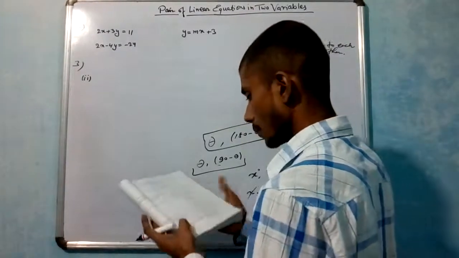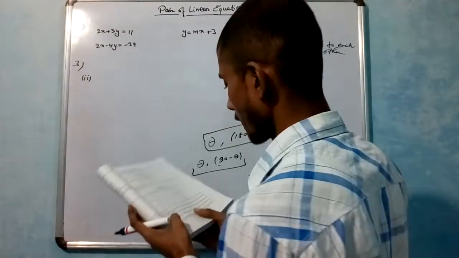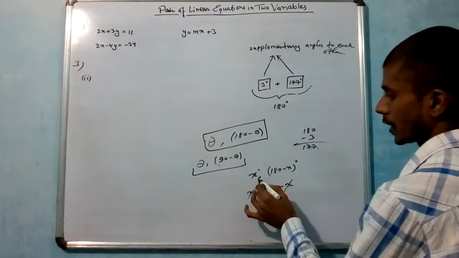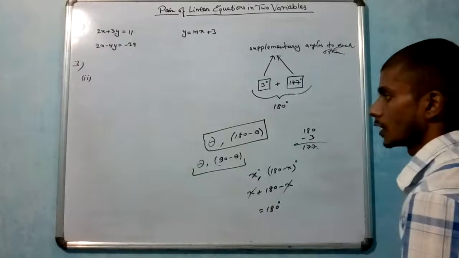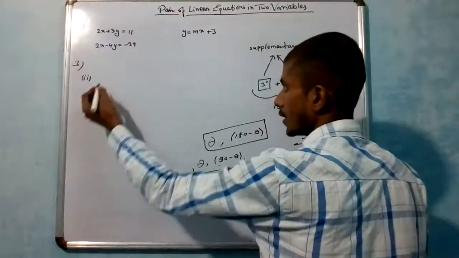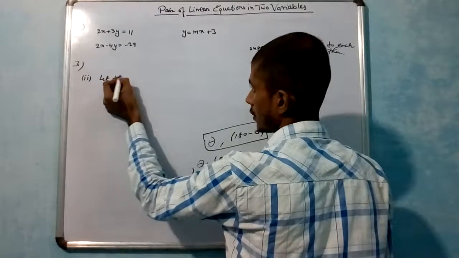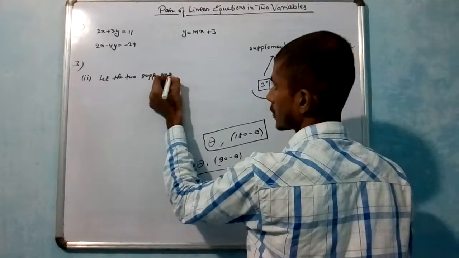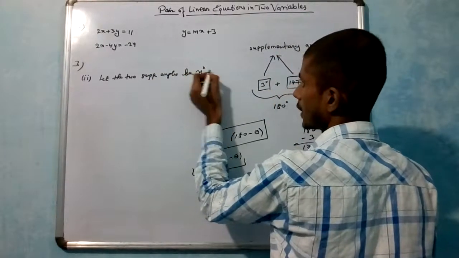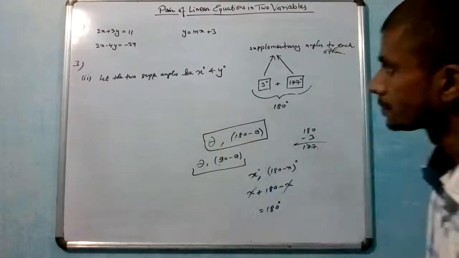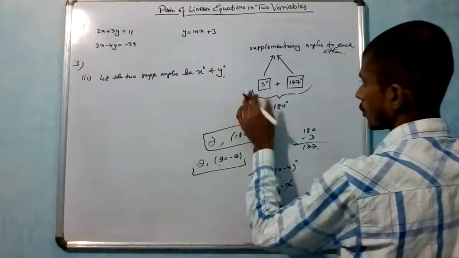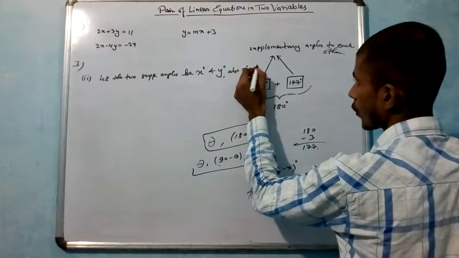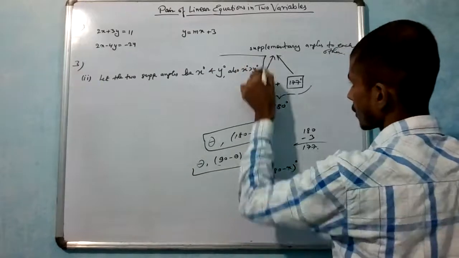The larger of the two supplementary angles exceeds the smaller by 18 degrees. So here it is not the case of a single variable. Here we can assume two variables. So let the two supplementary angles be x degree and y degree. Also, what will you assume? Also let us assume x degree is greater than y degree. Then only we can subtract or do something.